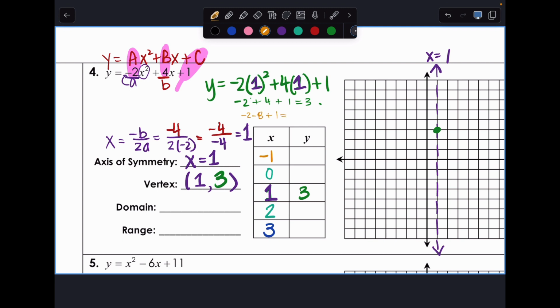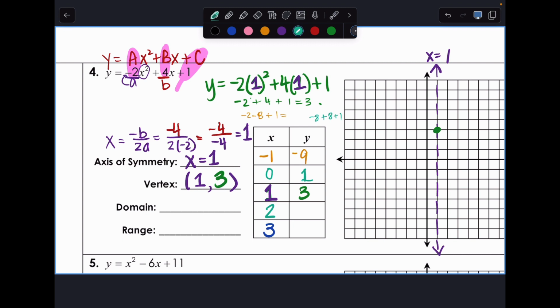Are you plugging it into your calculators? -10 plus 1 is -9. And then we have 1. And then 2 squared plus 8 plus 2.